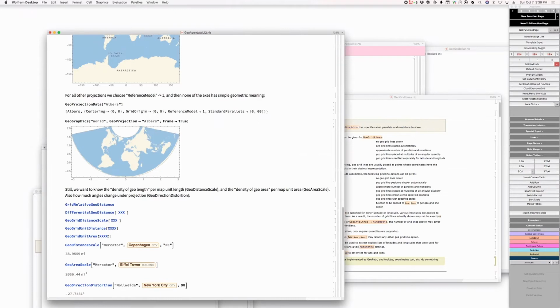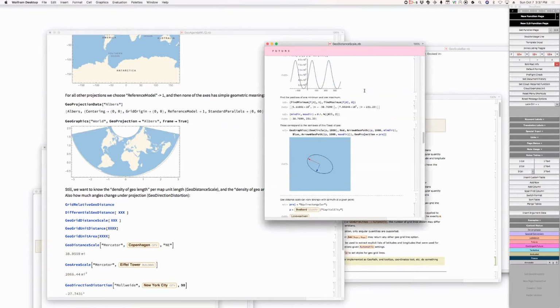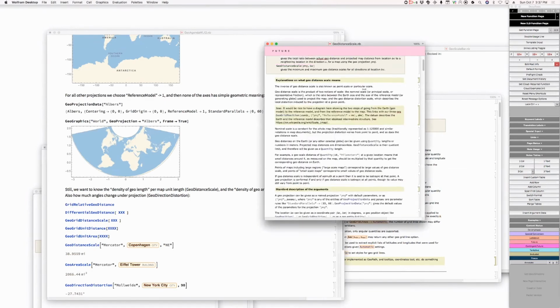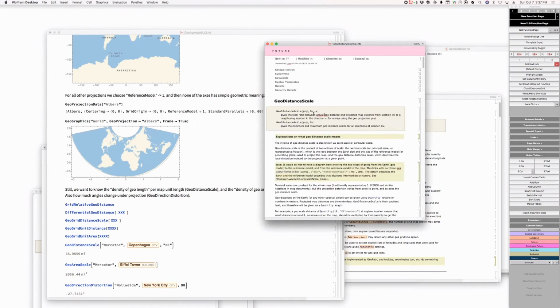Mercator defines a geogrid, yes? Yes. I think that this could be explained in the following way. Okay, I'm going to try it here.